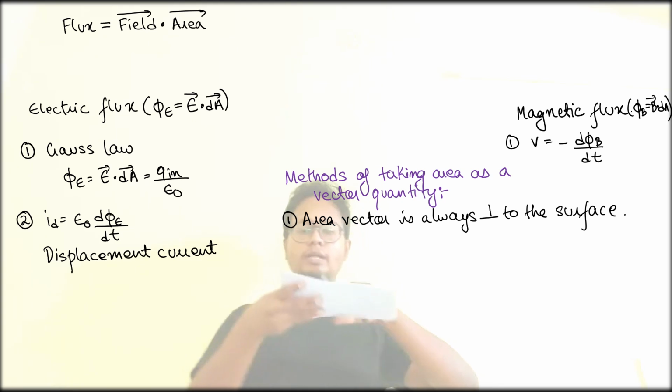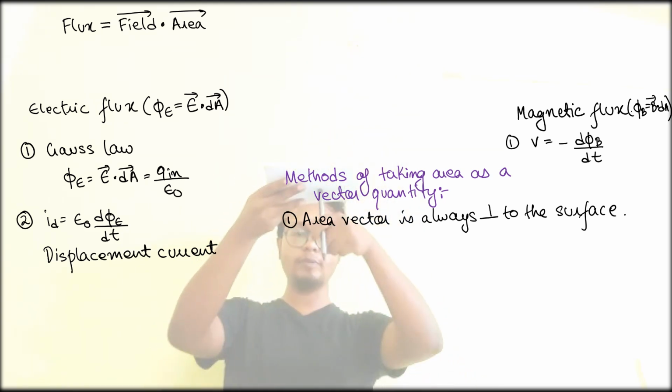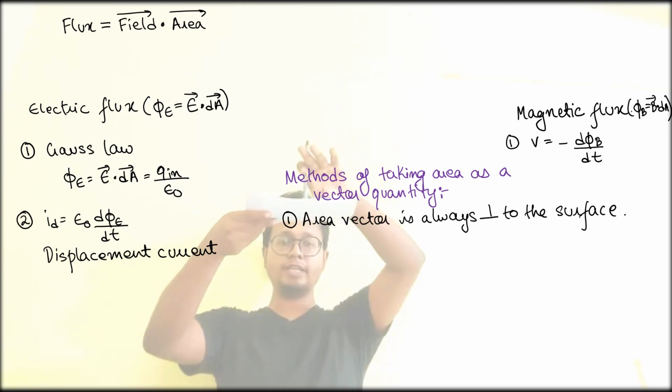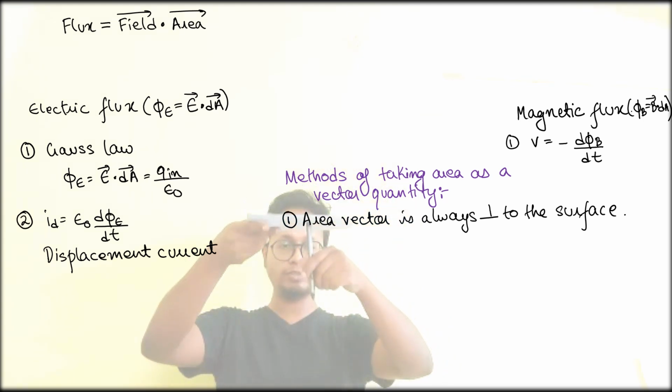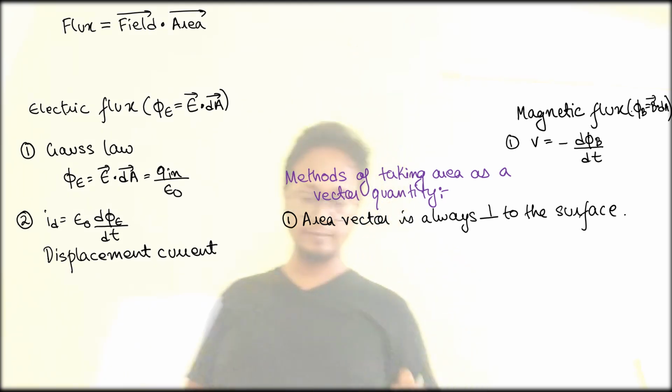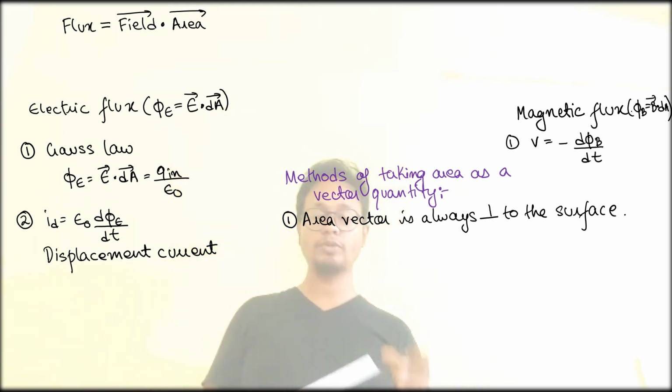Which perpendicular? The top perpendicular or the bottom perpendicular? Both are perpendicular, no? Out here this area vector is also perpendicular. Both are equally correct. Okay, you can take both.